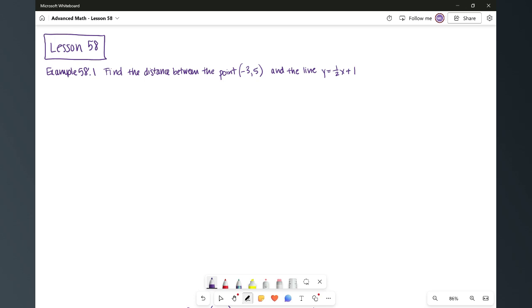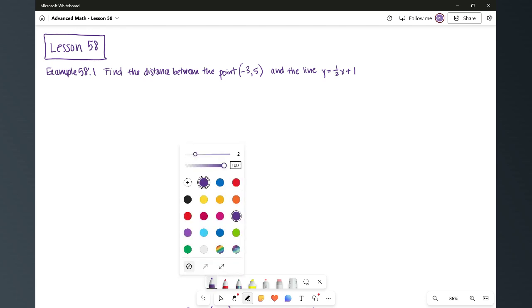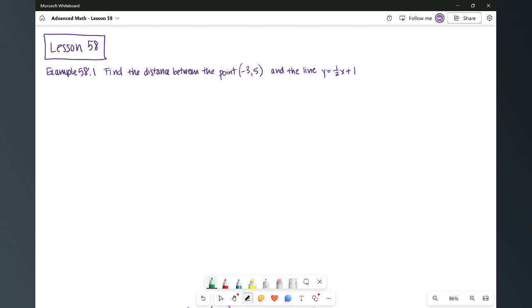Here we go. The first part of this lesson is about the distance from a point to a line. I am going to draw the first one so that you can understand what they're asking. It says find the distance from point negative 3, 5. So here's point negative 3, 5, to the line, and the line is 1/2 x plus 1.